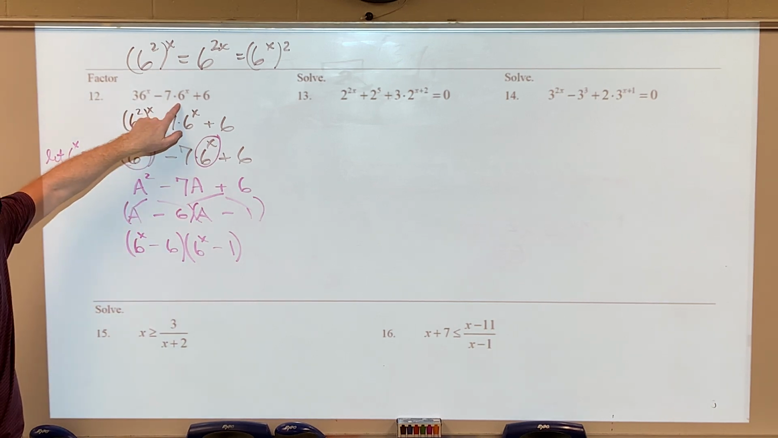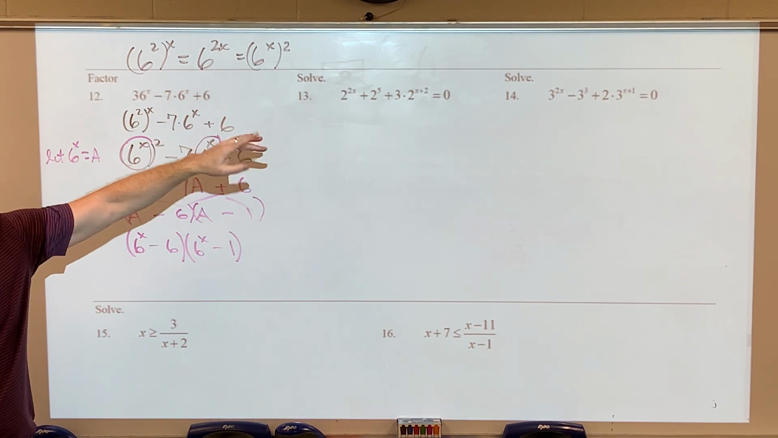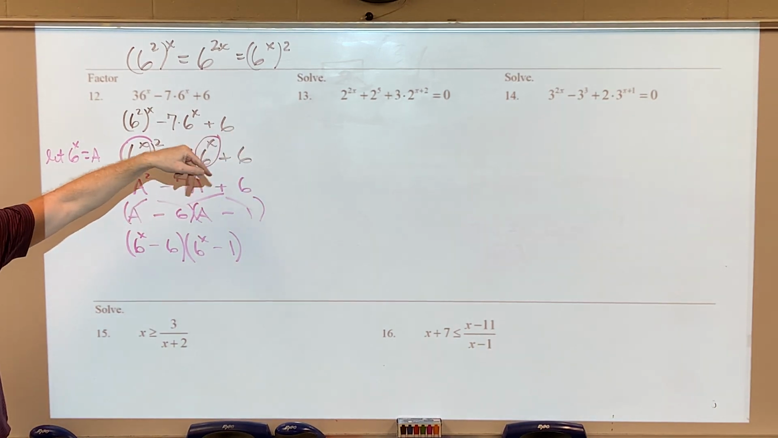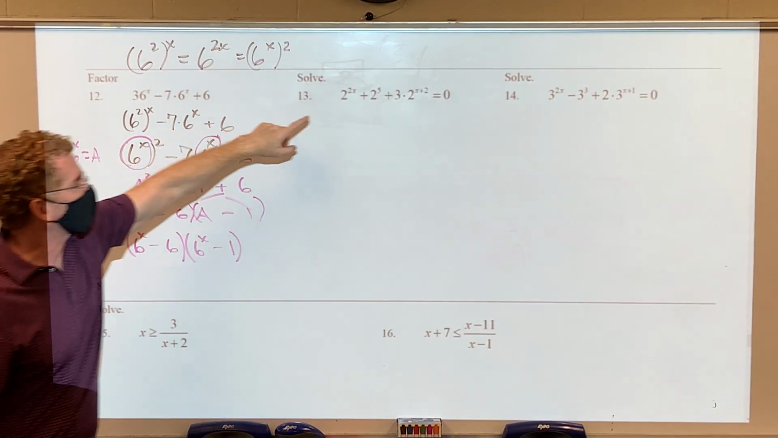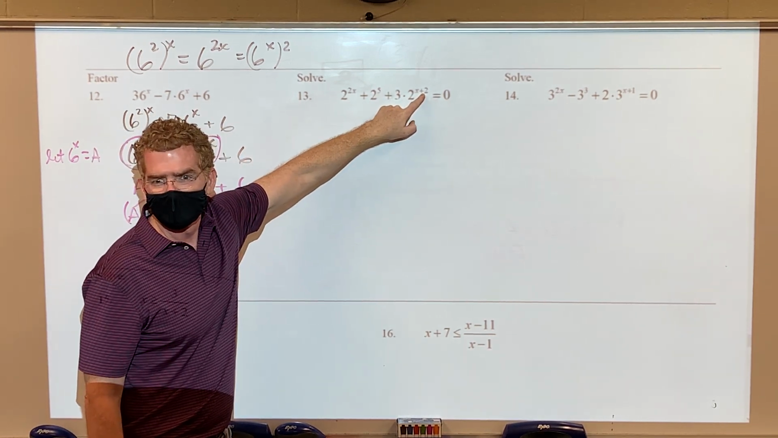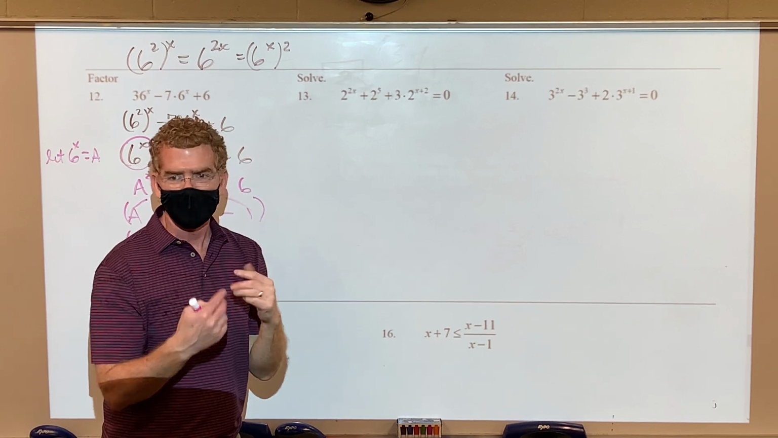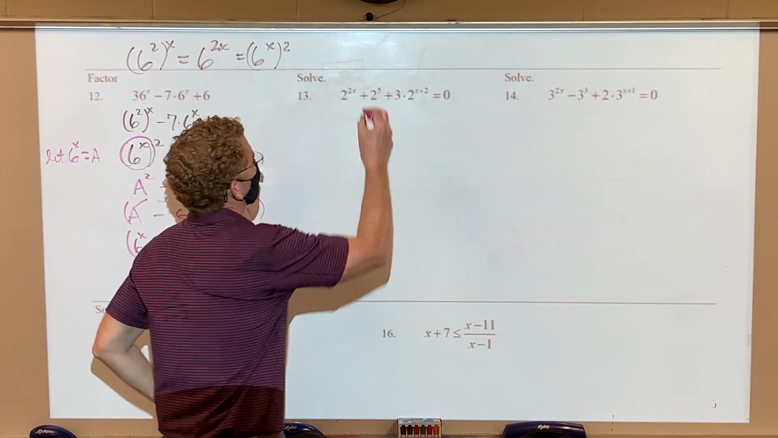Like here, you said you saw bases of 6. What do you see here? Bases of 2 with a power of x. This power of 5 is just messing with you. That 2 right there is messing with you. Let's see if we can rewrite all this as a base of 2 to the x, and then make a substitution.